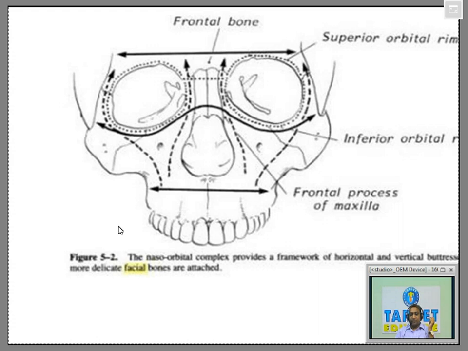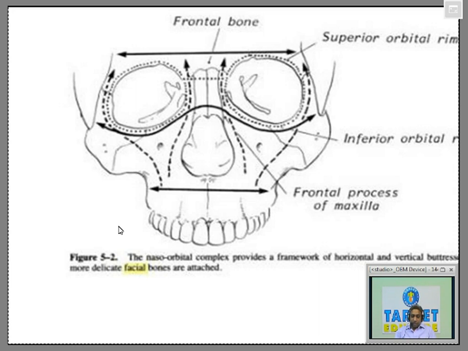So one is the superior pillar, then one more, the middle pillar. If you draw a horizontal line passing along the inferior orbital rim like this, it is called the middle horizontal pillar. And this is the third pillar, which runs on the frontal process of the maxilla, just behind or just below the root apices of the maxillary teeth.